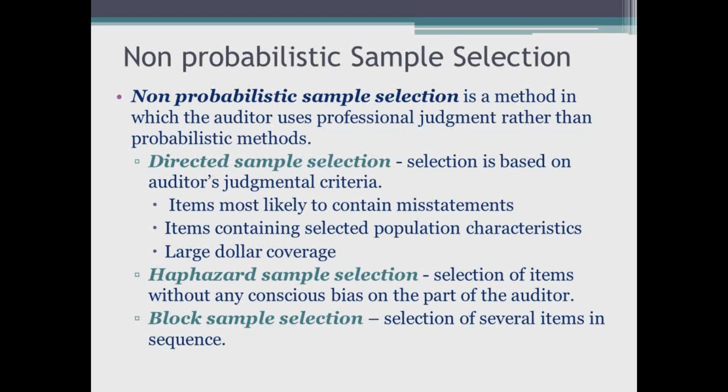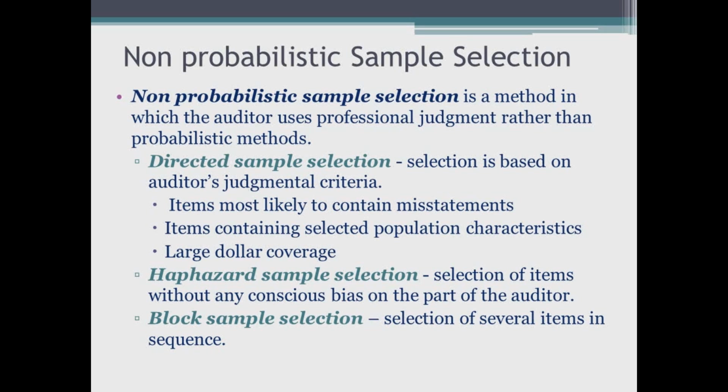So directed sample selection is based on the auditor's criteria using their judgment. It might be things such as items most likely to contain misstatements. Think about when we talked about the audit risk model. When we talked about preliminary planning, part of the process was analytical procedures, and we said the objective at that point was to identify a potential misstatement. Same here. So what accounts are likely to contain misstatements? Items containing selected population characteristics.